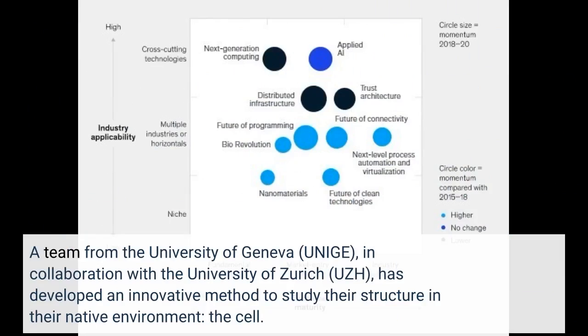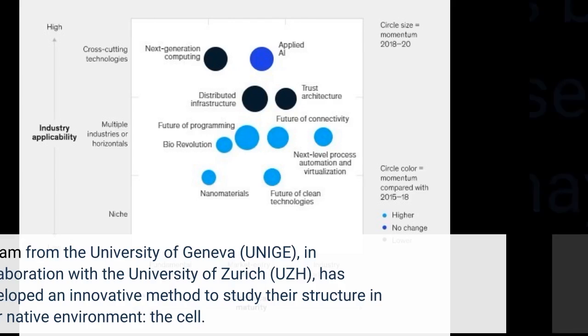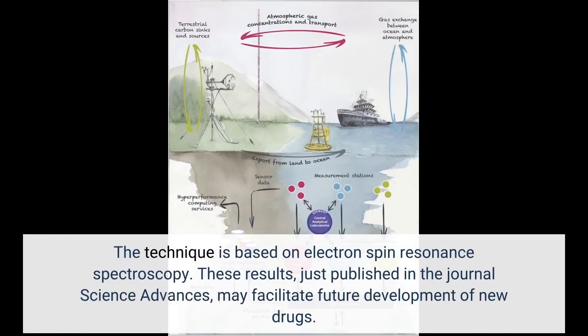A team from the University of Geneva, UNIGE, in collaboration with the University of Zurich, UZH, has developed an innovative method to study their structure in their native environment, the cell. The technique is based on electron spin resonance spectroscopy. These results, just published in the journal Science Advances, may facilitate future development of new drugs.